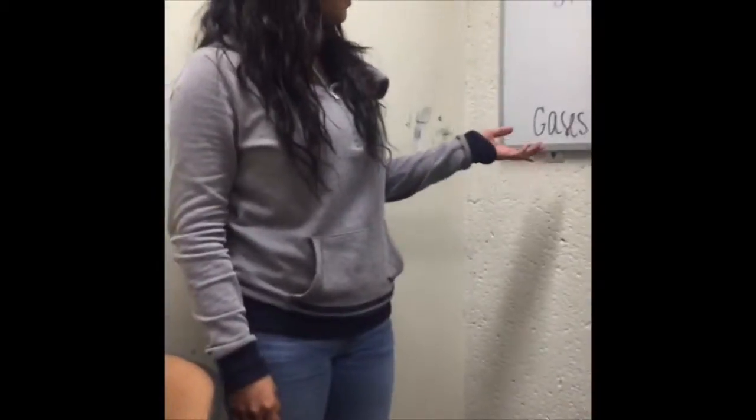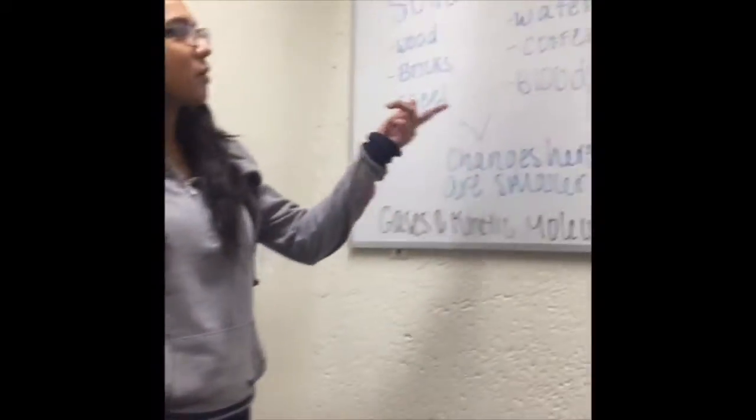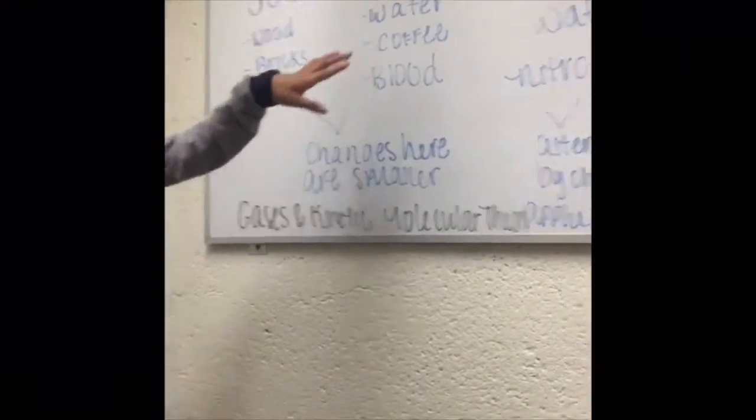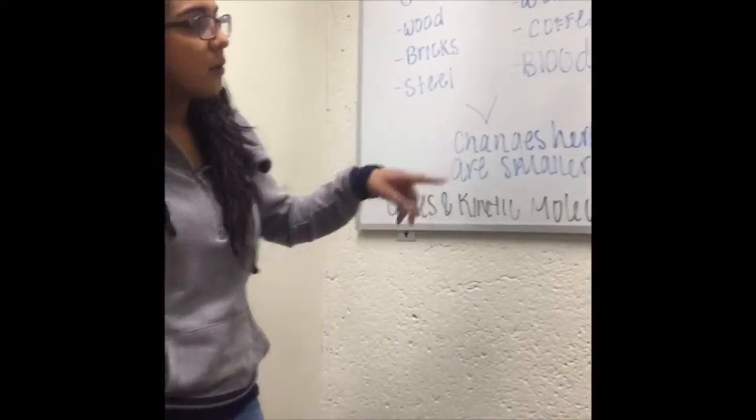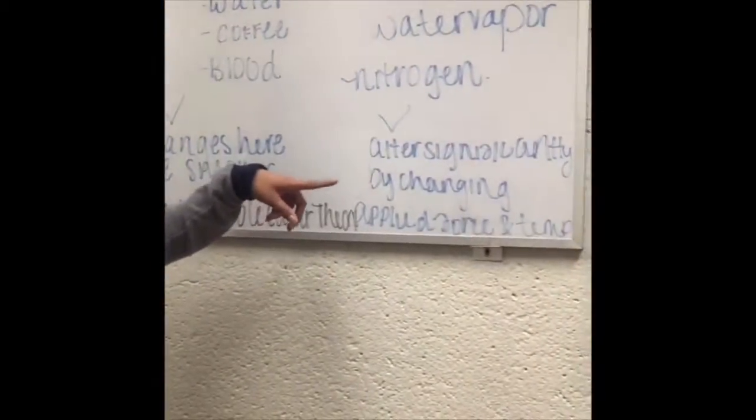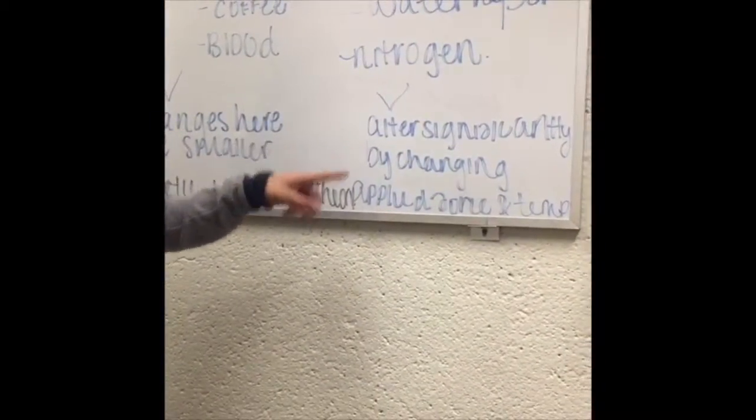Chapter 5 is about gases and kinetic molecular theory. As we know, the three different states of matter are solid, liquid, and gas. These are examples of the different states of matter. Solids and liquids have smaller changes, and gases alter significantly by changing the applied force or temperature.